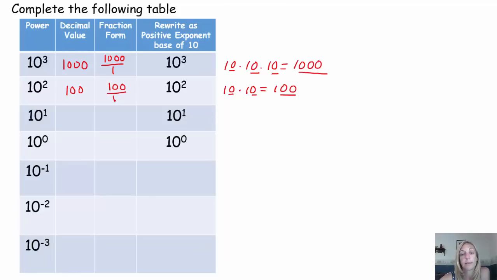10 to the first. 10 to the first is just 10. And we know 10 equals 10. So our decimal value is 10. To write that in fraction form, I just put that right over 1. And it's already a positive exponent.